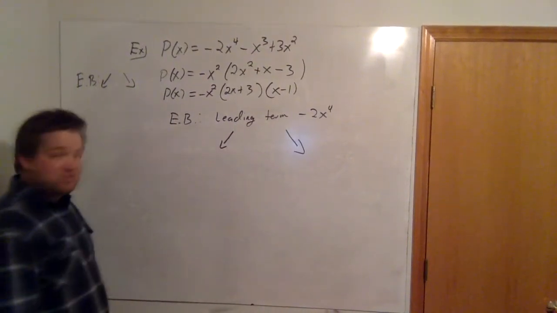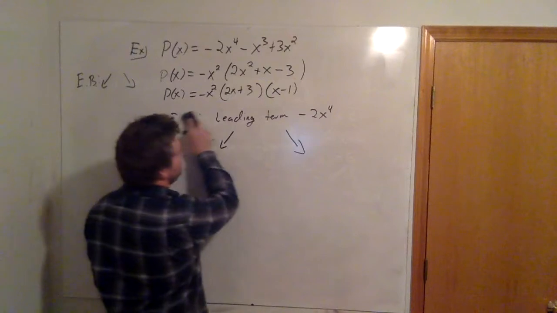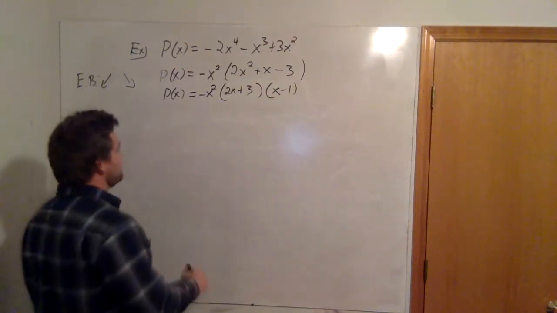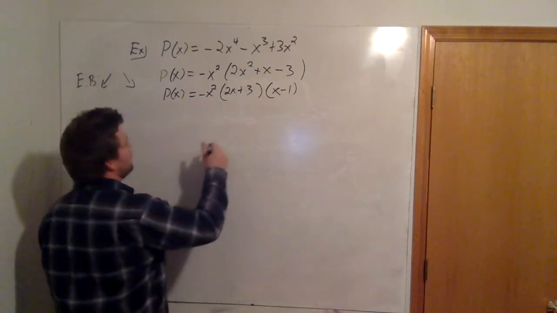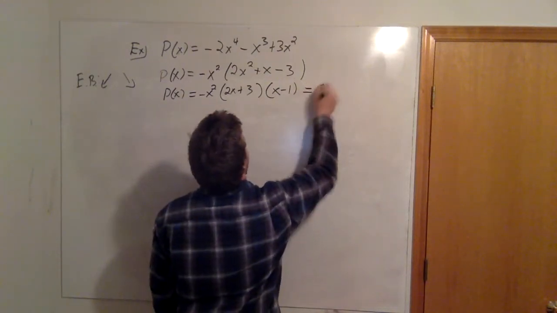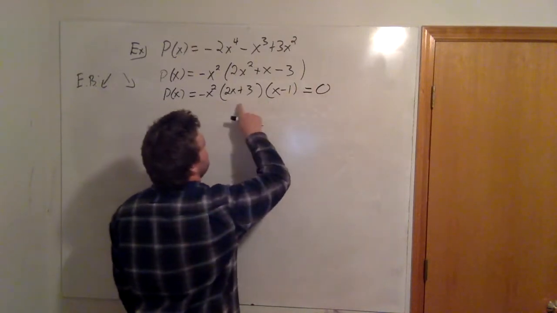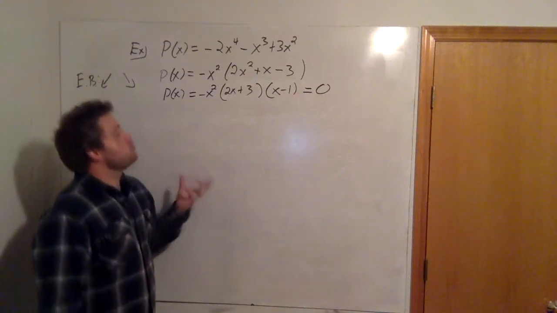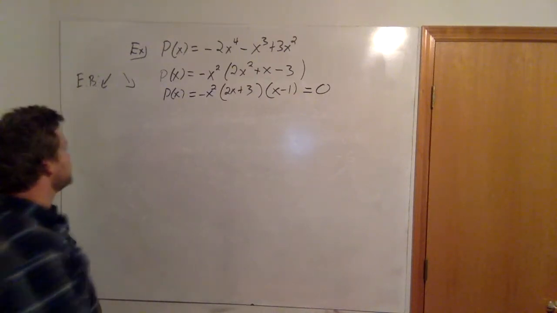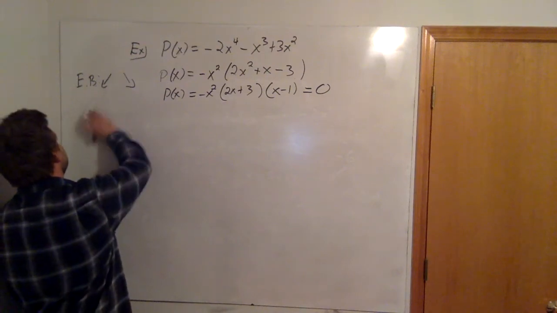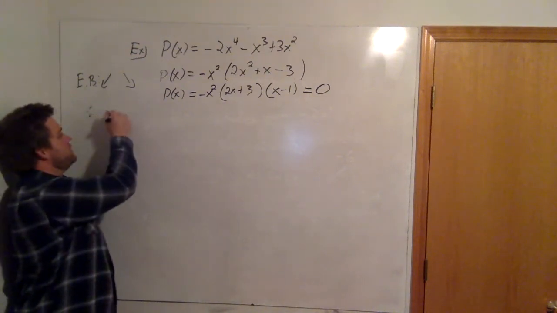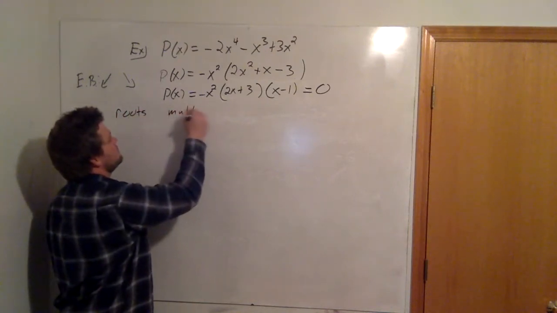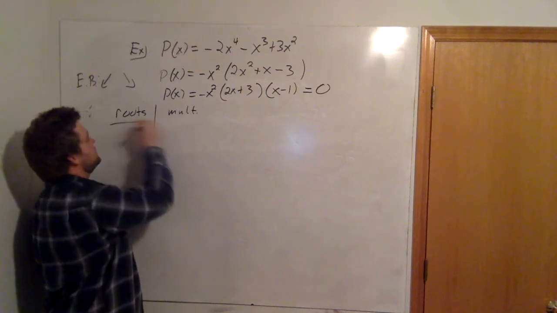Now the other piece of information we need to know is the roots. When I'm looking for the roots, I'm looking for the x-intercepts. So I want to know what values of x I would plug in to get an output of 0. Well, what we love about factored form is that the roots are screaming at us. So let's go over here and make a list. Let's write our roots, and we're also going to write the multiplicity. So roots and their multiplicity.